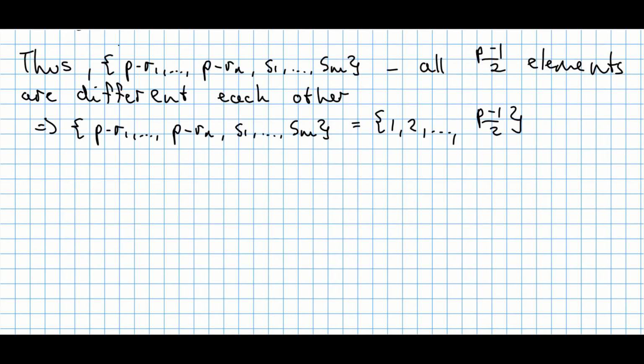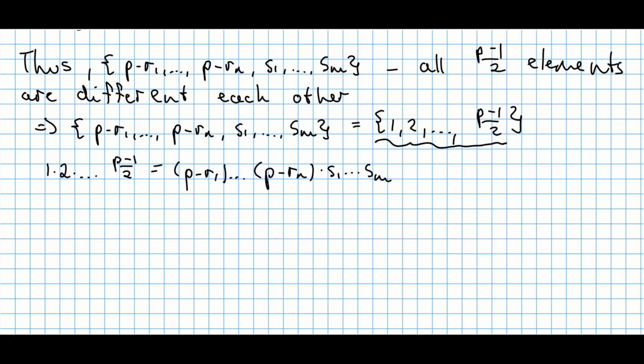So let's make a small conclusion. This set has all different elements from each other, and those are p minus 1 over 2 elements in total, so we can rearrange them in a natural order, and we get that this set is just nothing but 1, 2, all the way up to p minus 1 over 2. The last step is just I will multiply all these numbers and see what we'll get.